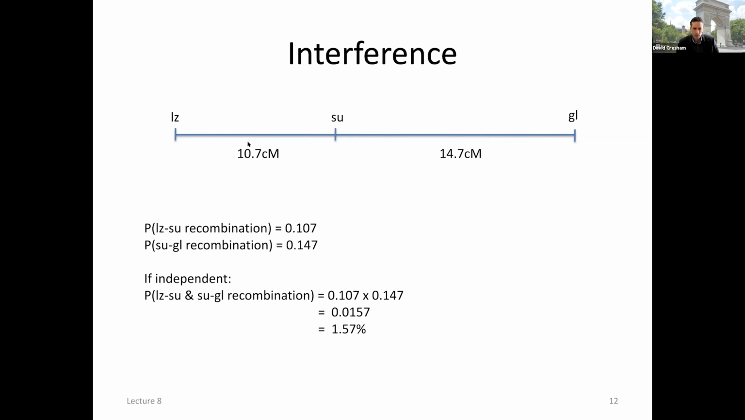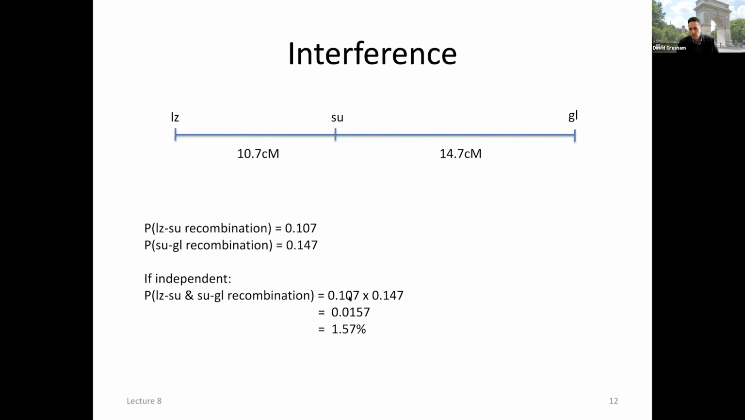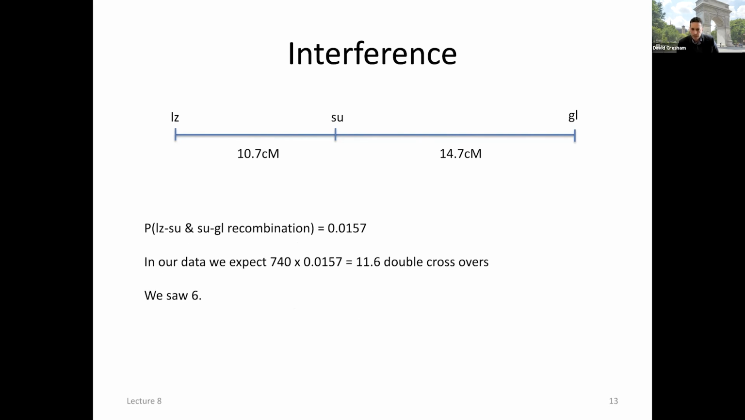So if the recombination probability here is 0.107, and the recombination probability between SU and GL is 0.147, then, since these are independent events, we multiply their probabilities together. If they are independent, we expect the probability of a crossover at this location and at this location to be 0.0157, multiplying them together, or 1.57% of our progeny should be double recombinant. And so that means that we expect to see 11.6 of the 740 individuals be double recombinant.